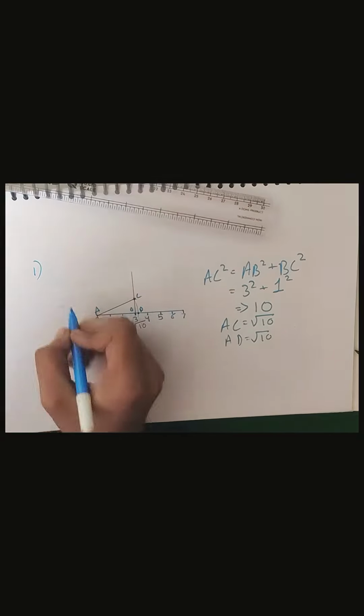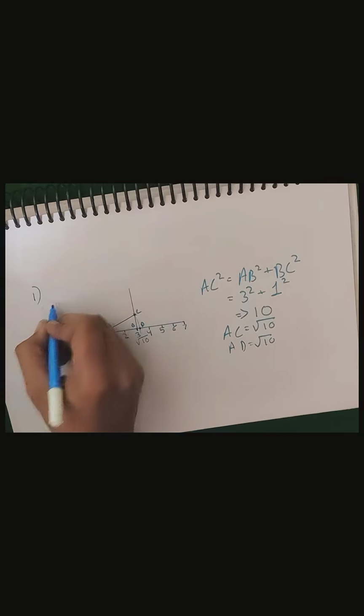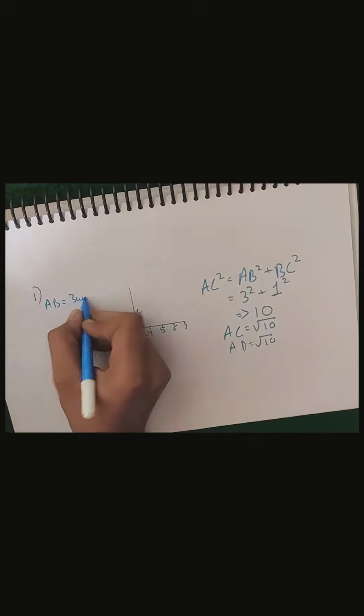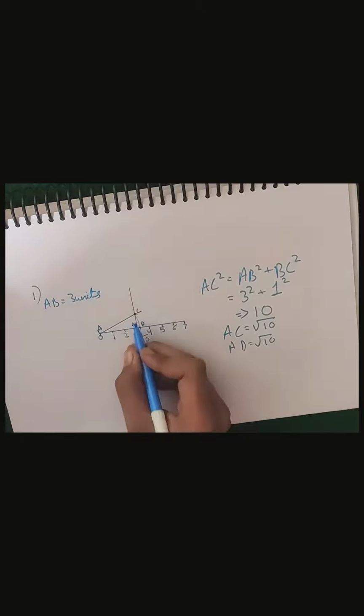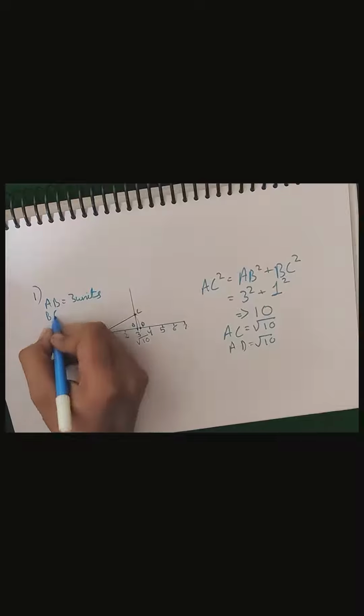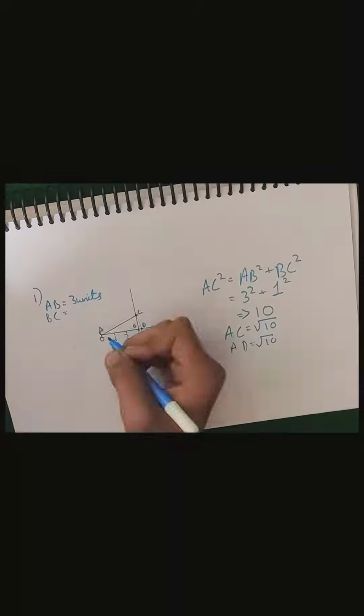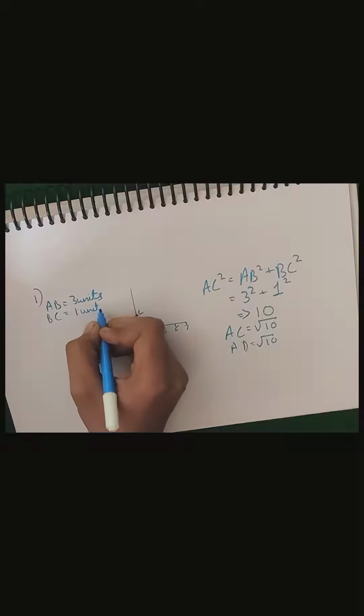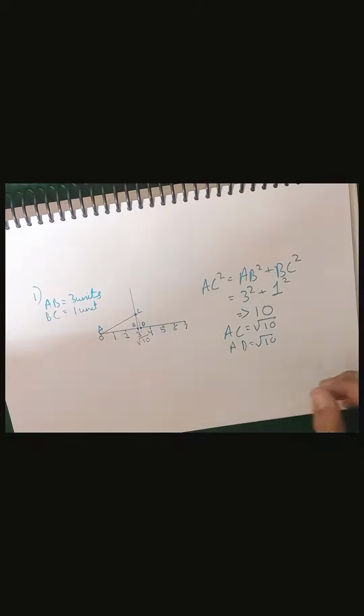And here we have to tell that AB equals 3 units, BC equals 1 unit, and our question is done. So now we have to find root 17.